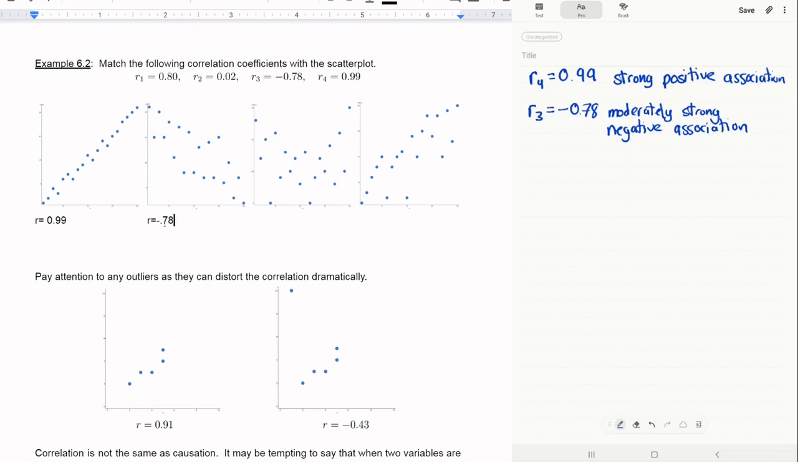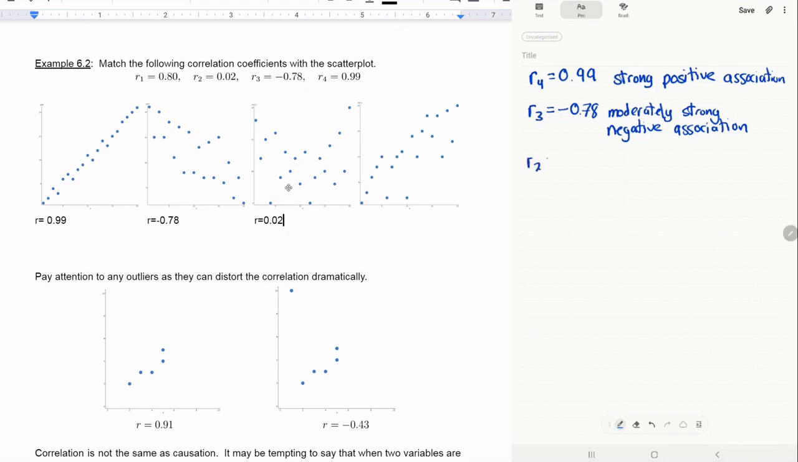Now for the third scatter plot, what we notice from the scatter plot is very little relationship between the points. And so out of the remaining two correlation coefficients, what we should see is that the correlation coefficient is 0.02. Okay, so it's very close to 0.